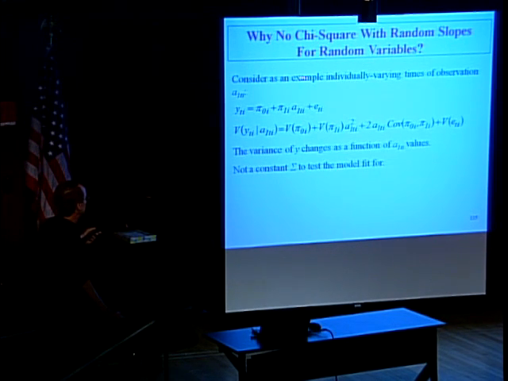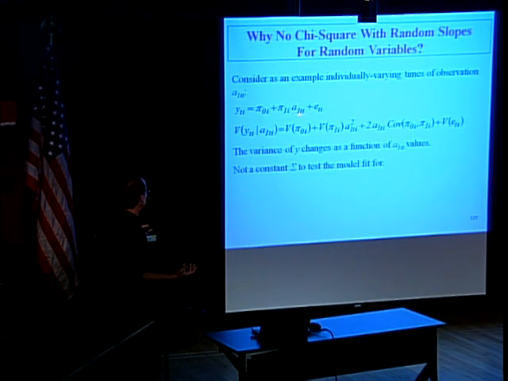Well, consider as an example individually varying times of observation. So A1T is our old XT. But note here now that we have XTI, and it's the I that creates the individually varying times of observation. At the same measurement occasion, people are of different ages, for instance.